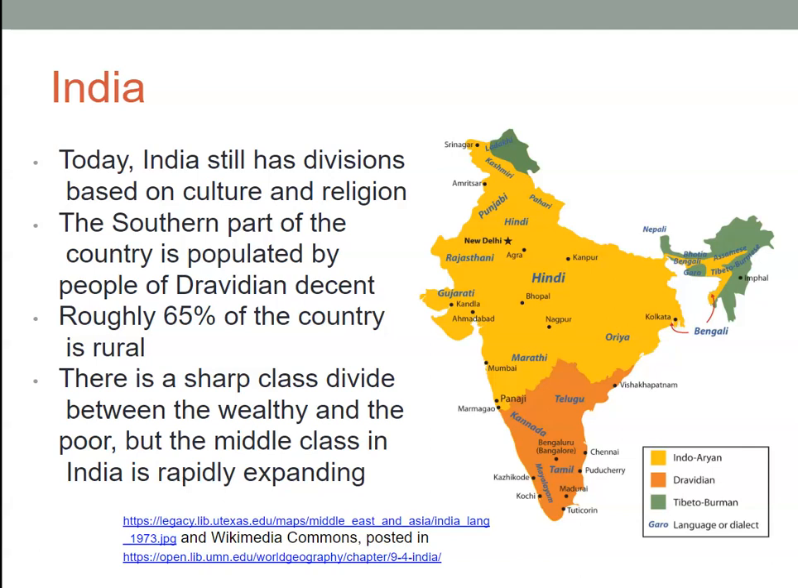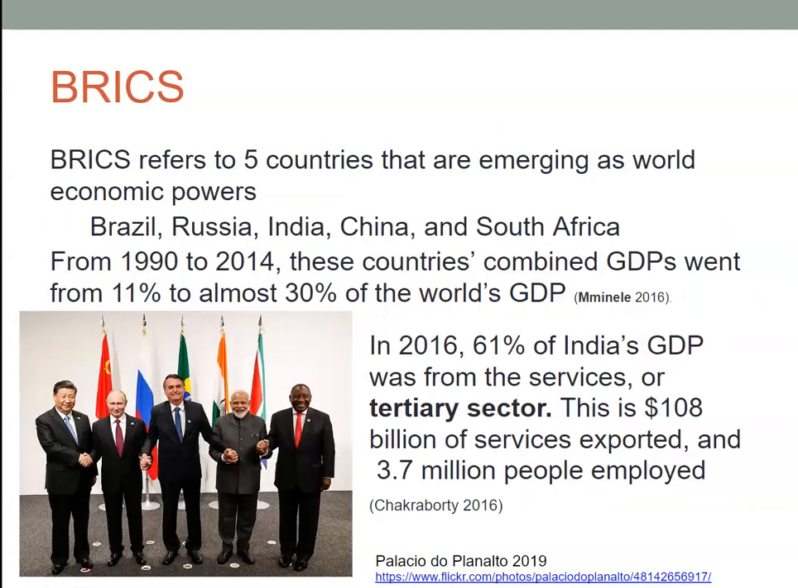Okay, about 65% of the country is rural, and so that's going to be, again, a lot of farm work. We do see a sharp class divide between the wealthy and the poor. More people are moving to cities, but we do absolutely have an expanding middle class in India. And India is rapidly becoming a major world power, so much so that we call it one of the BRICS.